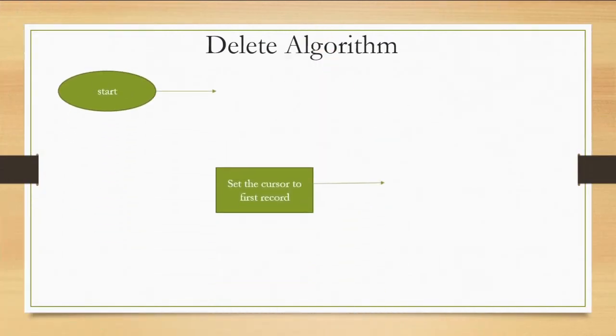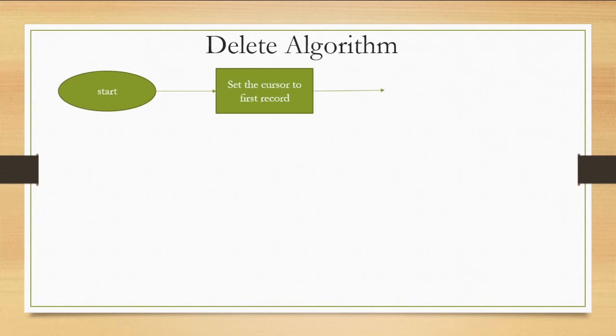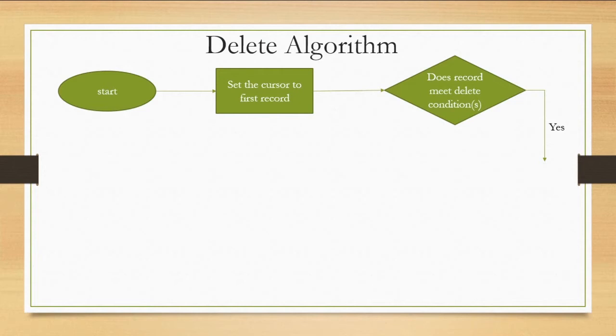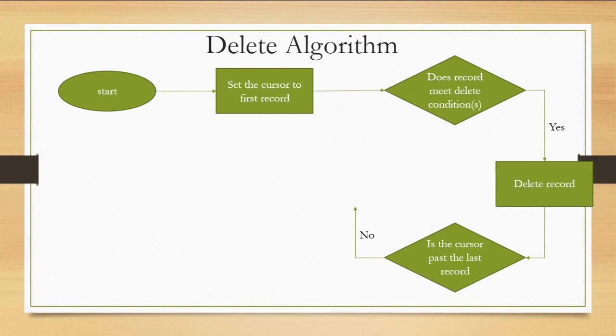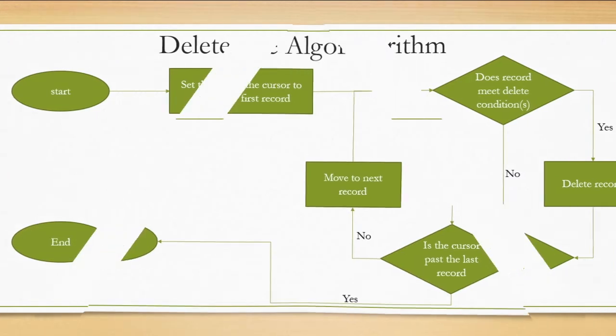We set the cursor to the first record. We check, does the record meet the delete condition or conditions? If yes, delete the record. Then we check, is the cursor past the last record? If not, move to the next record. If the record does not meet the delete condition, we check again if the cursor is past the last record. If it is, we end.